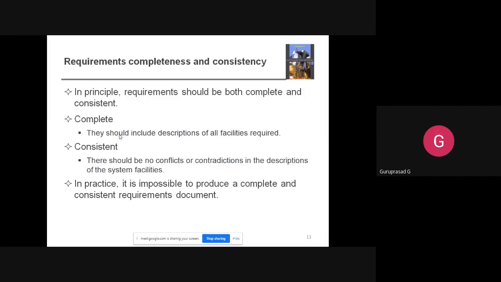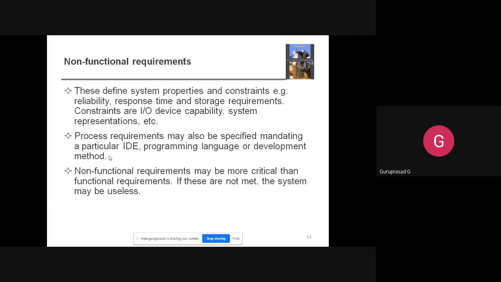Requirements completeness and consistency. The requirement should be both complete and consistent. When I say complete, it means it should include all the descriptions. When I say consistent, there should not be contradictions in the descriptions of the system facility. In one document it is interpreted in one way, and in another document, if it is interpreted in another way, that is not consistent. But again, the catch here is that generally it is impossible to produce a complete and consistent requirement document. I told you non-functional requirements generally deal with reliability, response time, IO device capability.